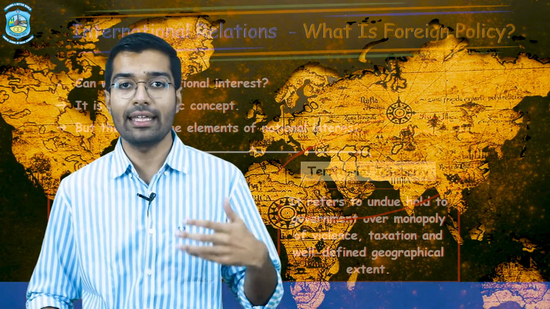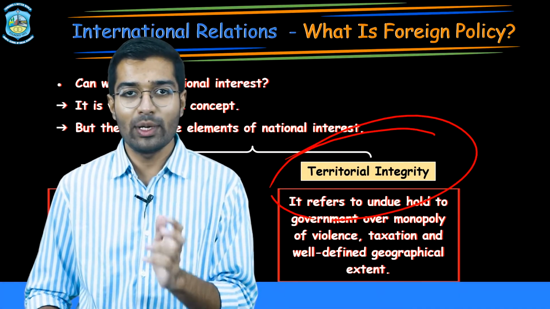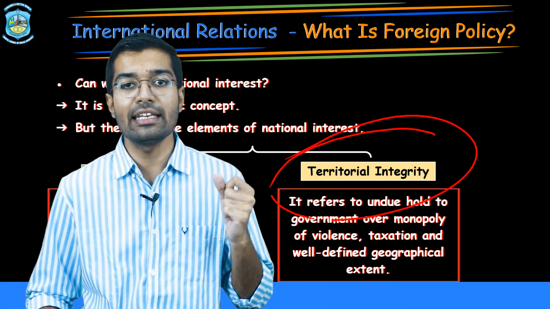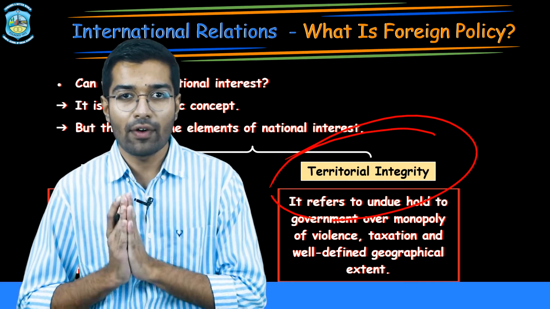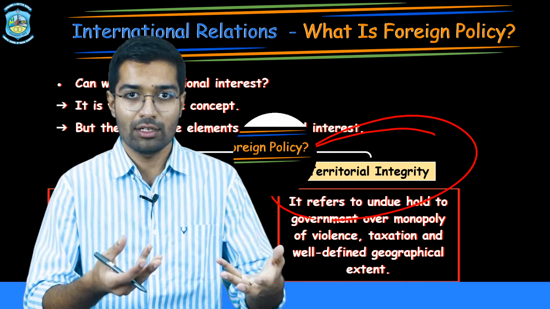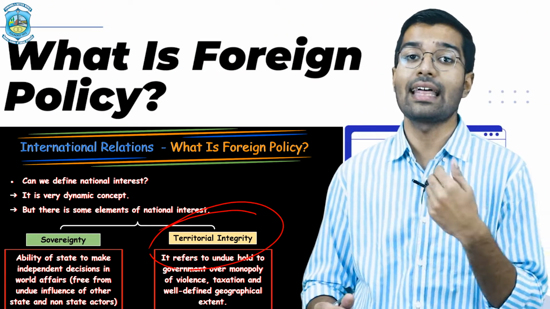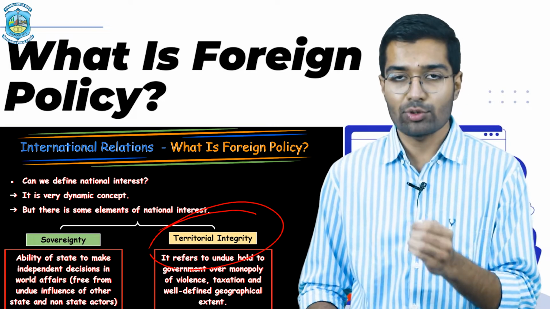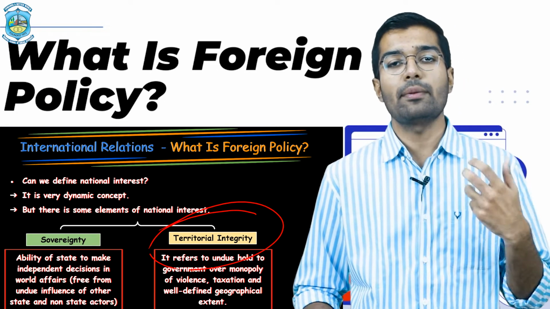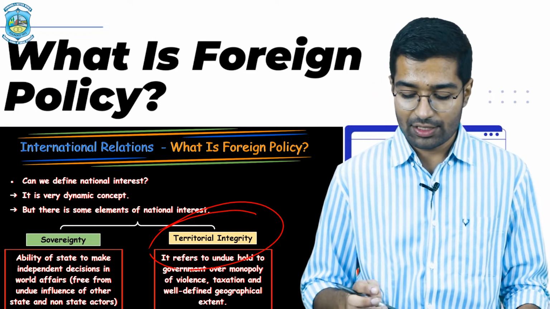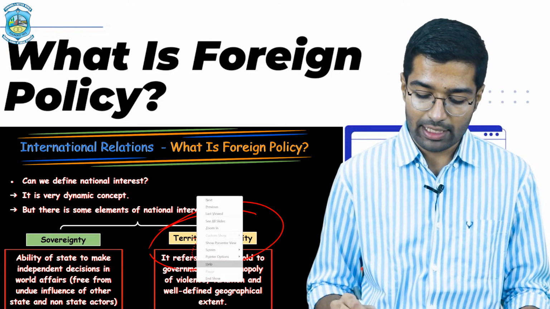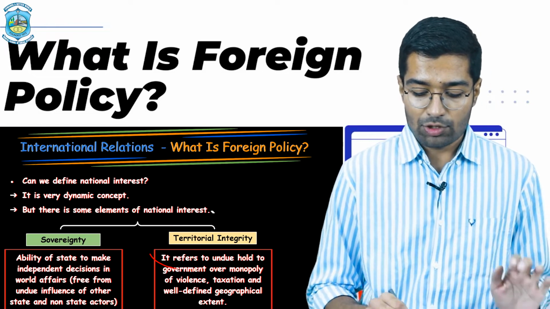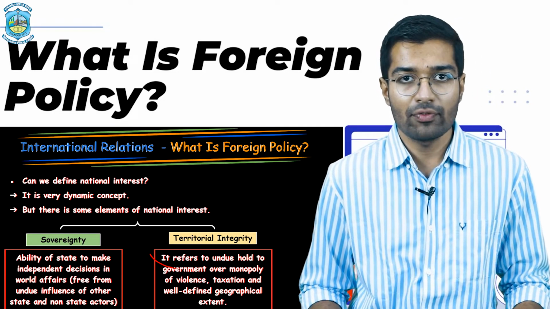At the same time, we want to acquire more and more territory. You have also seen in the newspaper or through the media that various countries are having war for territorial expansion. All the countries are working in that scenario. So it is the territorial integrity. So whenever a government takes a decision on the basis of national interest, we talk about sovereignty and we talk about territorial integrity. Okay? So I think you are done with the concept of national interest.